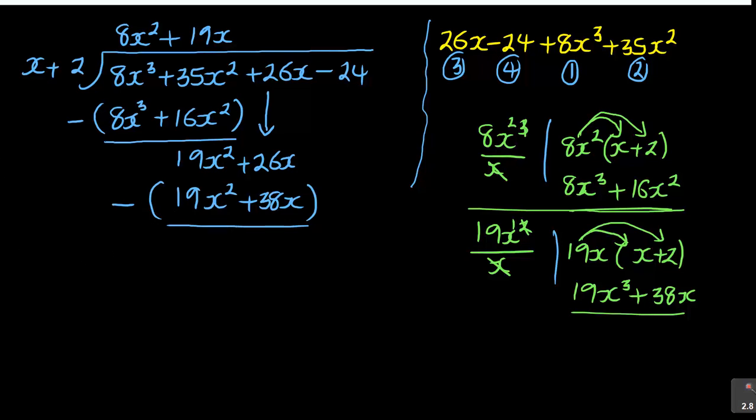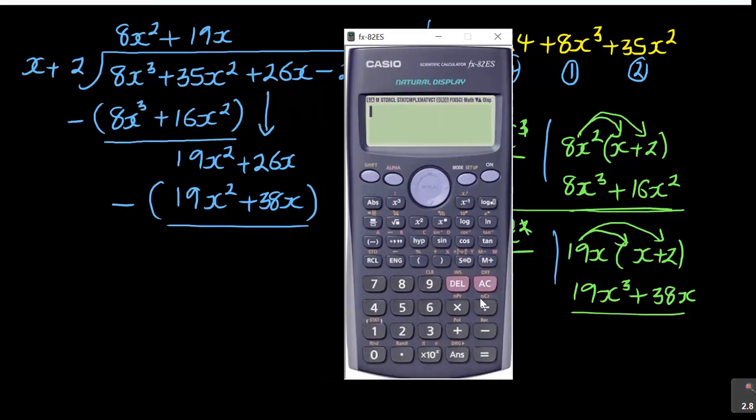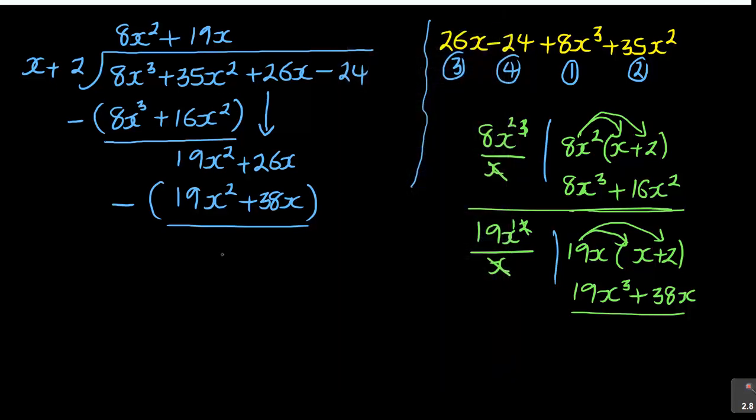You will always get a 0 in the first one. For example, 19x squared minus 19x squared, you always get a 0. Like here, 8x cubed minus 8x cubed, there was nothing. So even here, it's like that. Then you have got 26x minus 38x. So if you do that, which is 26 minus 38, it gives me minus 12. So what I have there is minus 12x. But what I do is I bring down 24 and the sign is minus 24. You see that? The process repeats again.